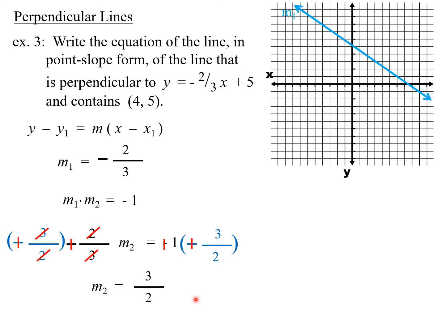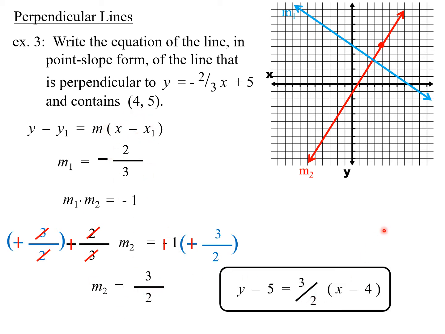Okay. All right, let's plot this just for fun. (4, 5) is going to be right there. And then if it has a slope of 3/2, it's a rise of 3 and a run of 2. So it's going to be right around there. And the line is going to be right here. And we can see that those lines are indeed perpendicular. They want the equation, so we can go ahead and insert the value for the slope of that and use (4, 5) as the point, and we get this as our answer.